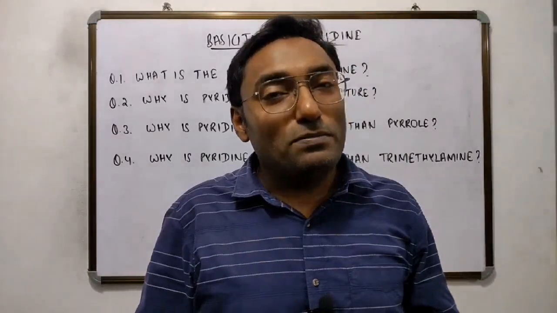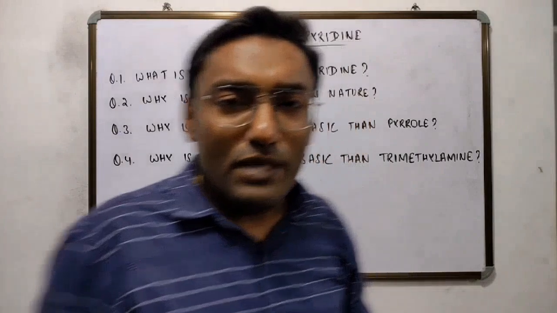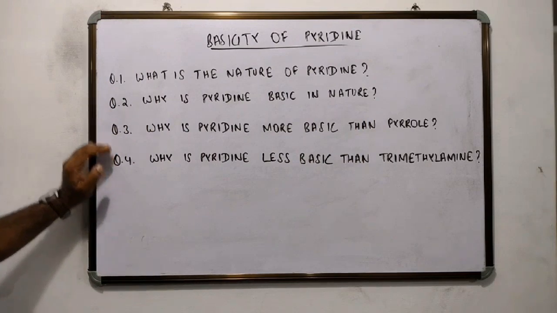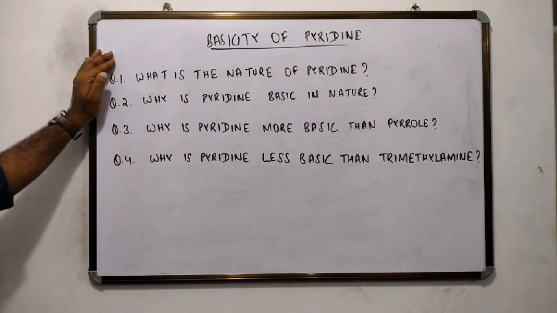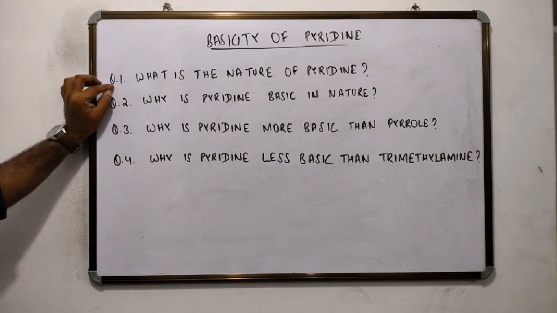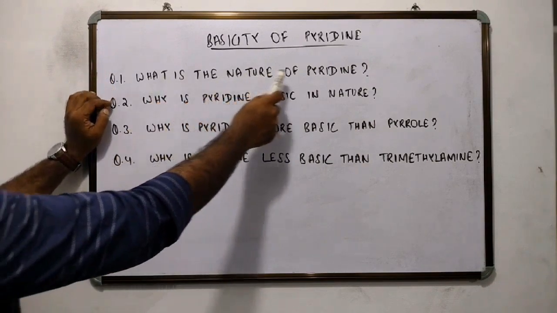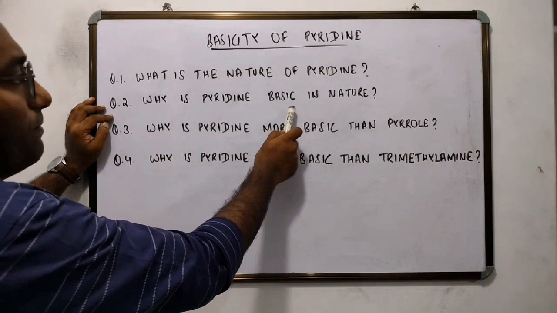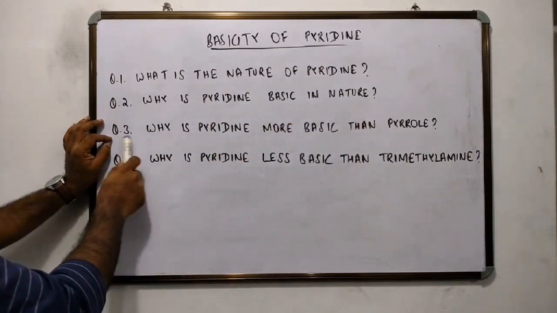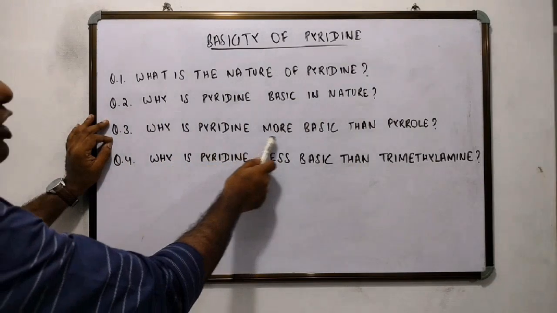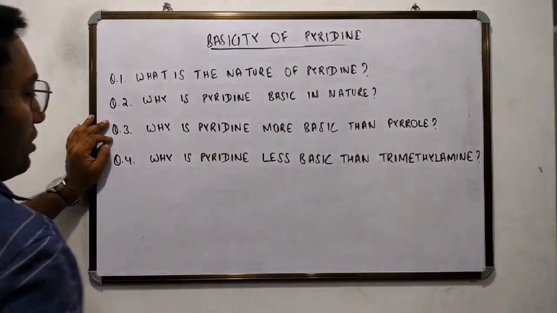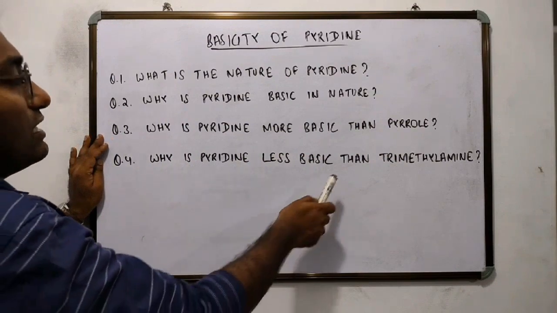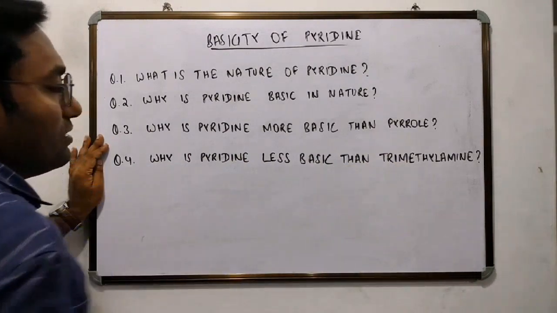Now we will look into the basicity of pyridines. In this section, we will ask ourselves 4 questions and we look forward to answering those questions. Question number 1, what is the nature of pyridine? Question 2, why is pyridine basic in nature? Question number 3, why is pyridine more basic than pyrrole? Question number 4, why is pyridine less basic than trimethylamine?